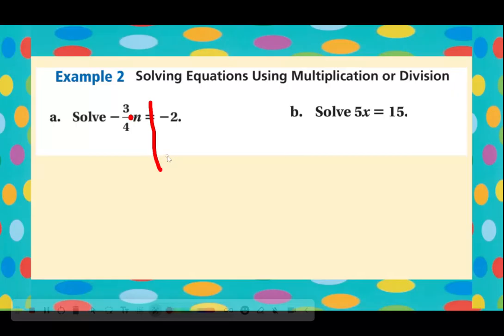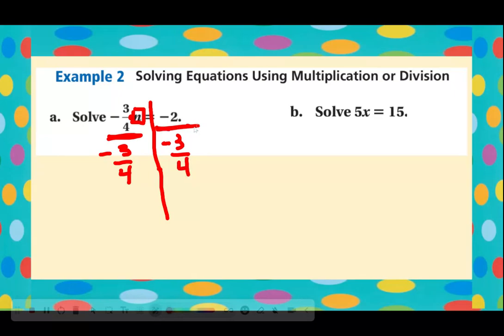So we have our balance. We're going to isolate the variable. So negative 3/4 times n, the opposite of multiplying is dividing. So we're dividing by a fraction. Negative 3/4 divided by negative 3/4 gives us a positive 1. And we want to be left with 1n, right? What we do on one side, we do to the other. So we're going to divide by negative 3/4.